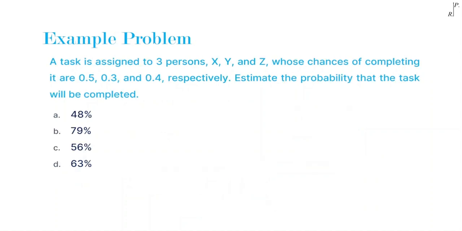Let's consider one more problem. Here, a task is assigned to 3 persons, X, Y, and Z, whose chances of completing it are 0.5, 0.3, and 0.4, respectively. We are supposed to find the probability that the task will be completed. You can pause the video here and try to solve it.